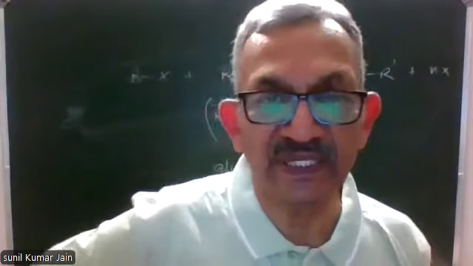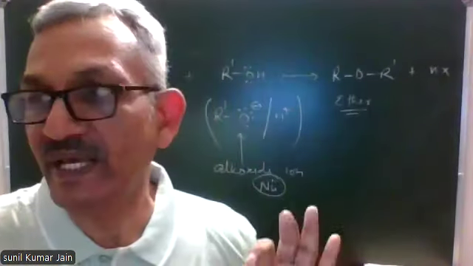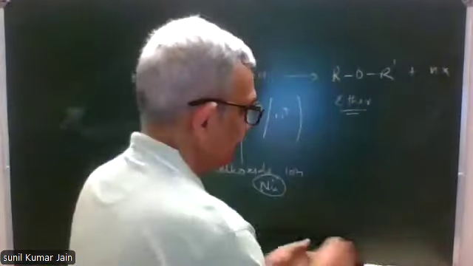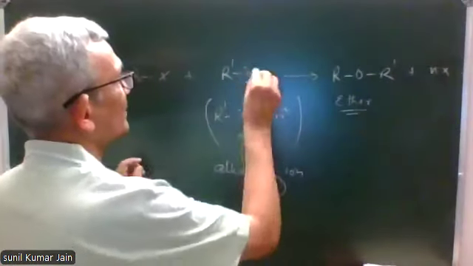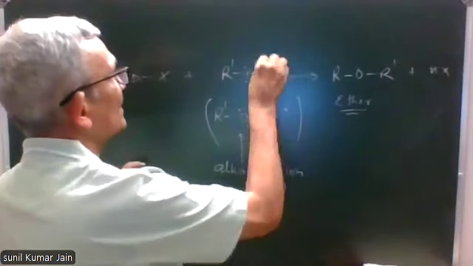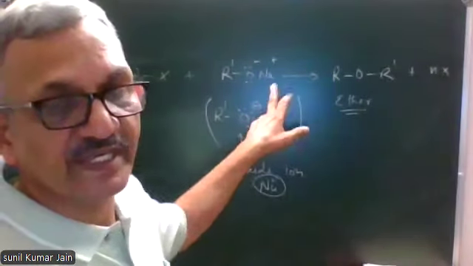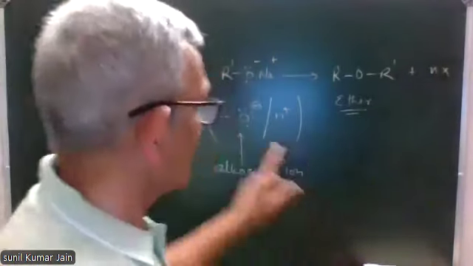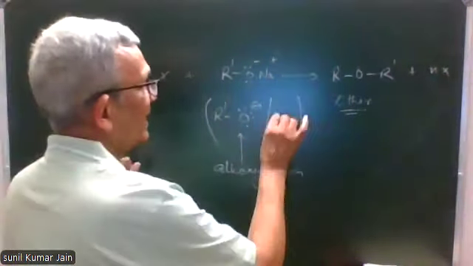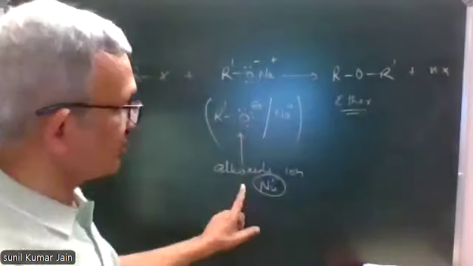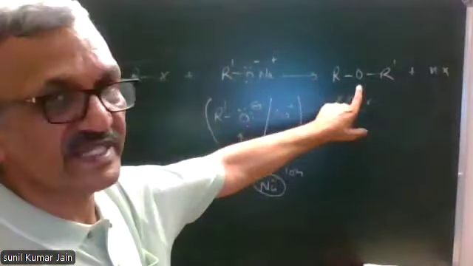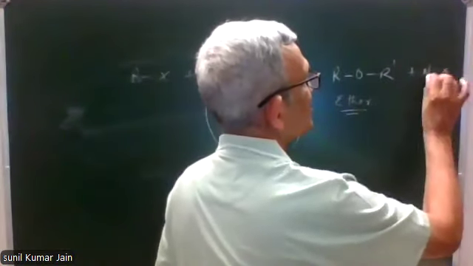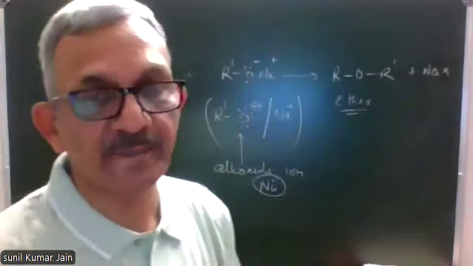So, ninth property is reaction with sodium alkoxide. Sodium alkoxide means sodium salt of alcohol. This is sodium alkoxide. This is an ionic compound. This will easily ionize to generate alkoxide ion and sodium ion. Nucleophile is same. Product will be same. Byproduct will change. This will be NaX, sodium halide.